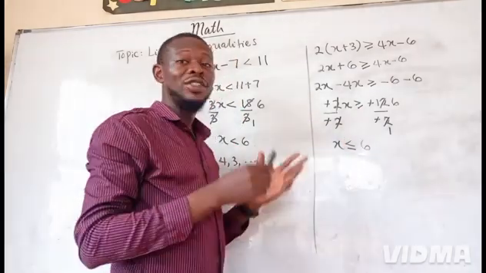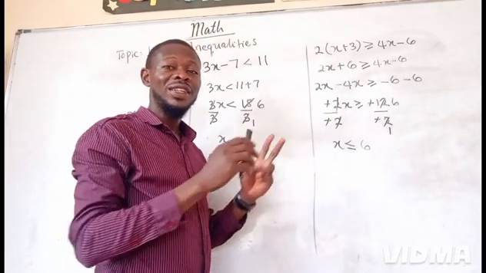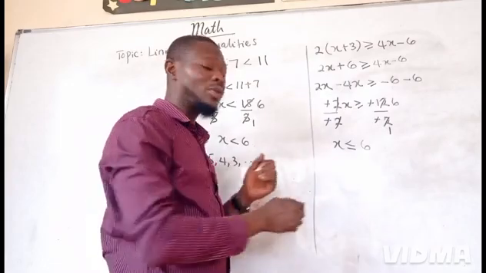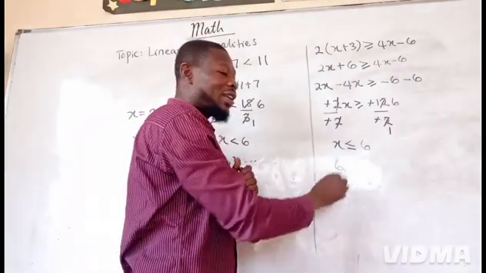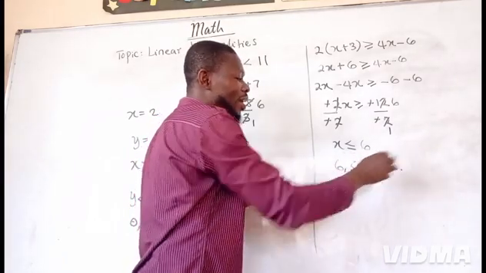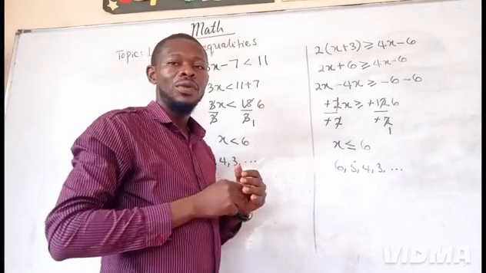6. As usual, inequalities give a range of possible answers. What does this mean? It means x could be what? 6 itself, could be 5, 4, 3, and of course, and so on and so forth.